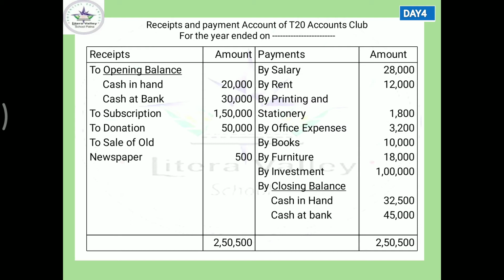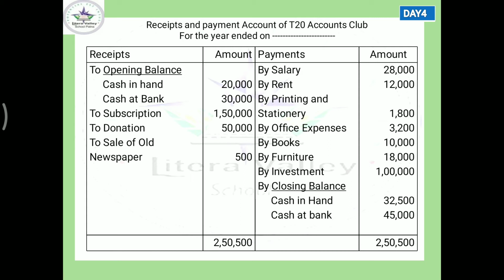A very simple formula to prepare this. Whatever opening balance is there, add all the receipts, deduct all the payments, then the balance is cash in hand or cash at bank. Okay. So I think we have learned that. Now we can start.